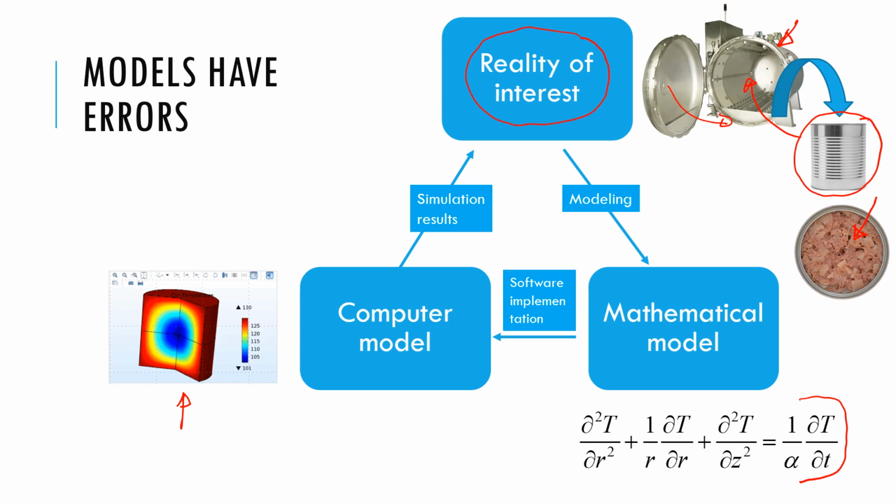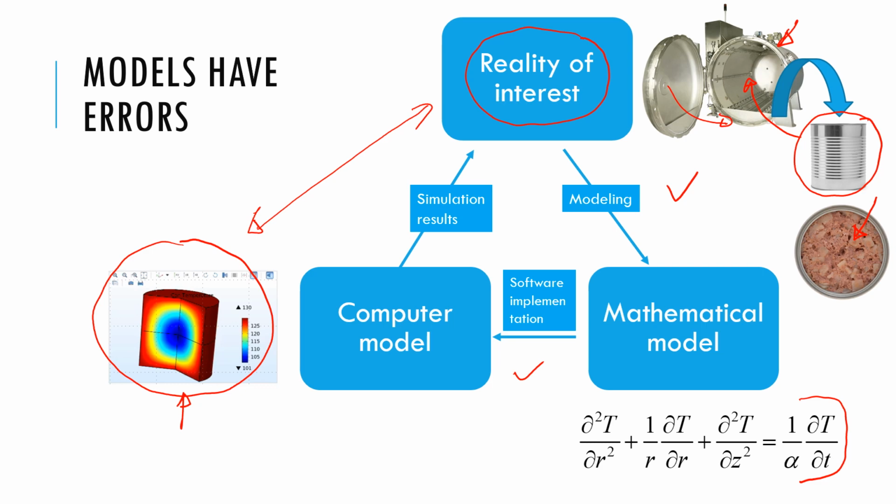And that means the solution here, as compared to the reality of interest, has at least these two types of errors that are shown here. One is the problem formulation error, or the mathematical model formulation error of the reality, and then the numerical error in solving the model equations.